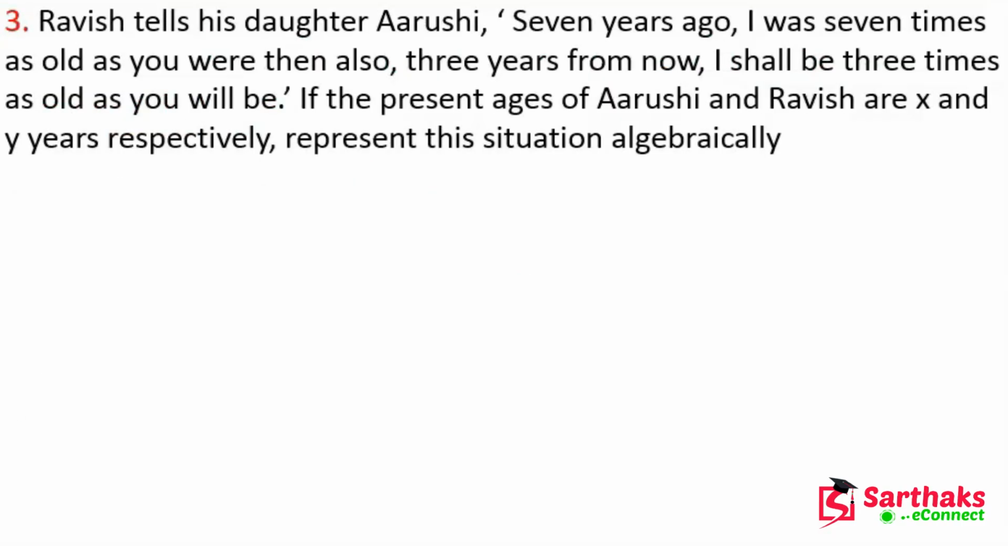So now my dear friends, the next question is: Ravish tells his daughter Arushi, 7 years ago I was 7 times as old as you were then. Also, 3 years from now I shall be 3 times as old as you will be. These questions are based on this statement. If the present ages of Arushi and Ravish are x and y years respectively, we have to represent this situation algebraically.